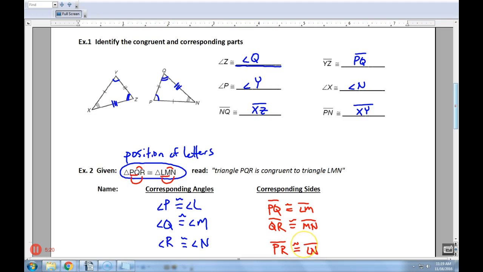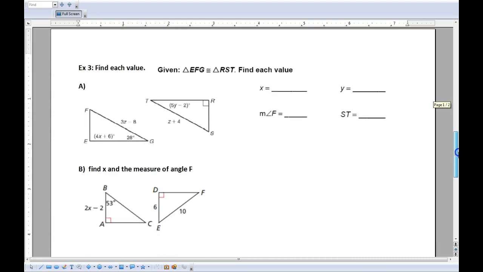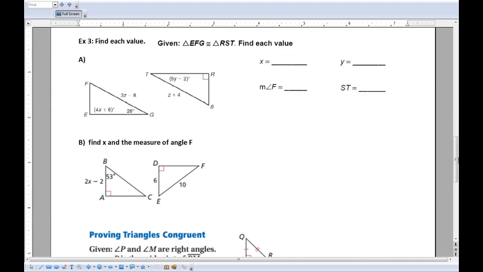LN. Now, if I were to draw the picture out, you would actually see that all of that has to check out. But I just wanted to give you an example to show that you really didn't have to have the picture. Alright, let's move on to the next page and see if we can actually find the length of some sides using that information.